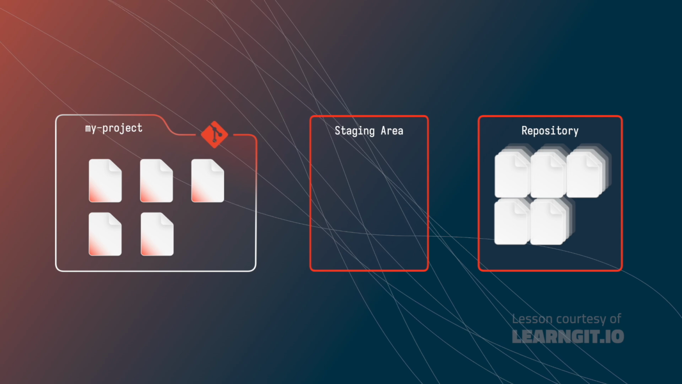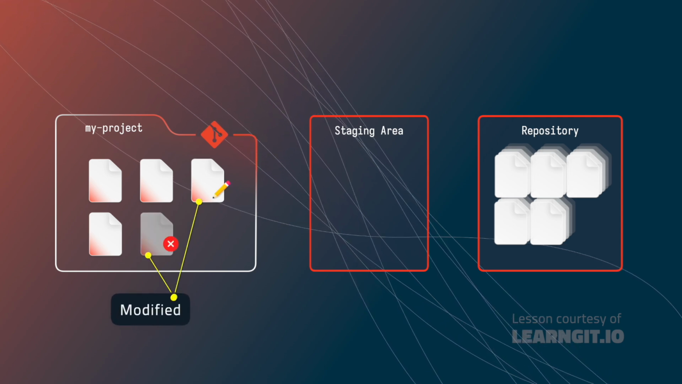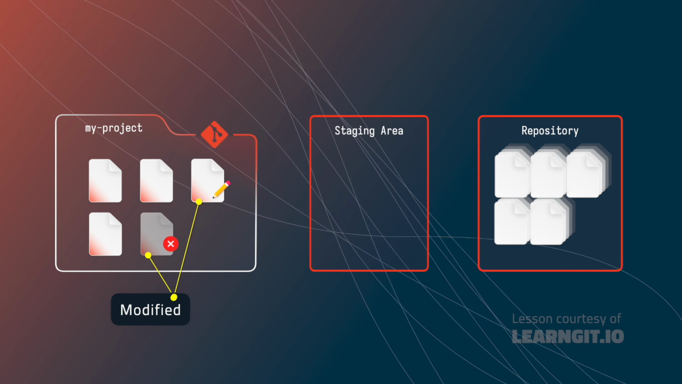Whether that means you've edited the file's contents or you've straight up deleted it, modified encompasses any file that is now different from the previous version that Git has stored in the repository. So if we pop open our diagram, if I were to edit a file and then delete a file, both of those files are now considered in the modified state.